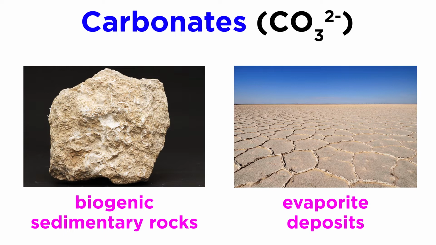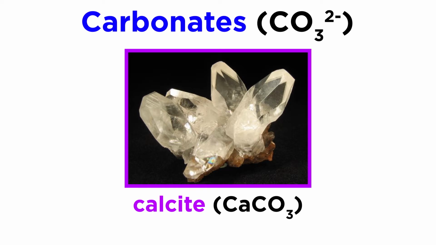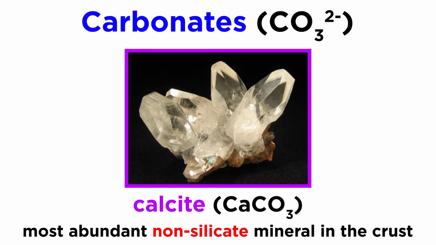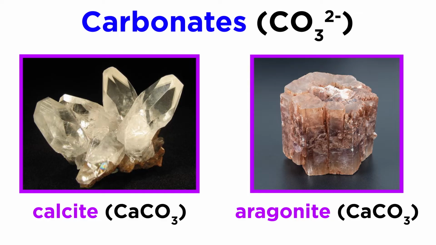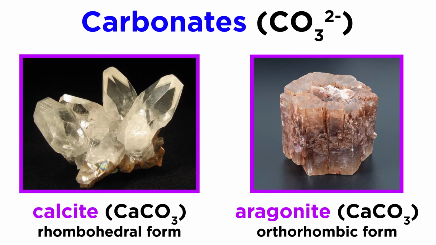Carbonates are commonly found in biogenic sedimentary rocks and evaporite deposits, or rocks composed of minerals formed through the evaporation of natural waters. The most common carbonate mineral by far is calcite, or calcium carbonate. Moreover, calcite happens to be the most abundant non-silicate mineral in the crust. There are actually 2 forms of calcium carbonate: calcite, which is in a rhombohedral form, and aragonite, which is in an orthorhombic or rectangular form.